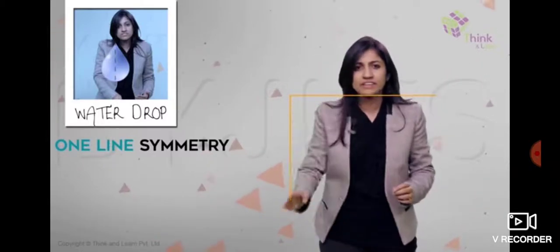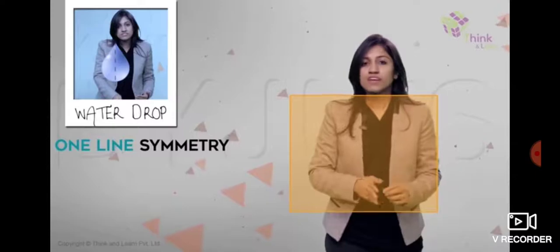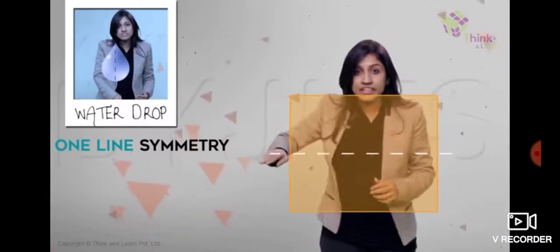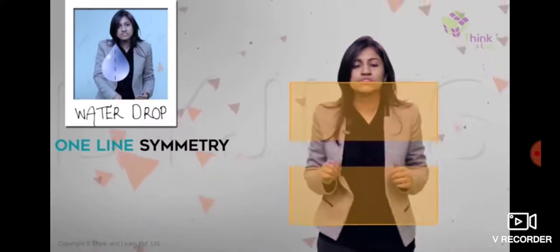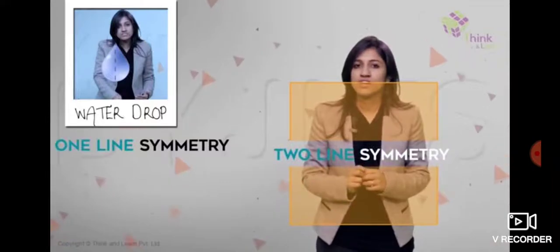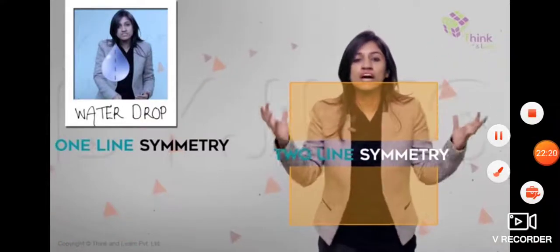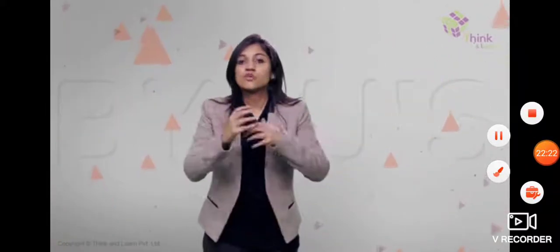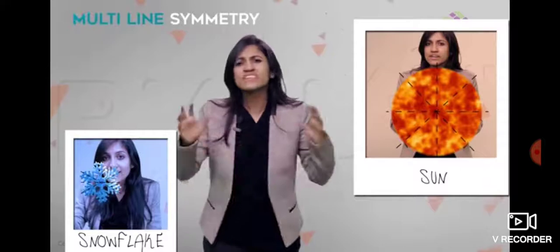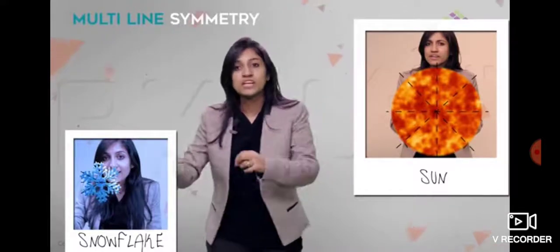What about this rectangle then? If I cut it like this, I get two halves. And if I cut it like this, I again get two halves. So a rectangle has something called two-line symmetry. And when it becomes more than two lines, so that you can draw many lines to get two halves, like the sun or the snowflake or the orange we took up as an example, it's called multi-line symmetry. Pretty simple, right? Because multi means many.